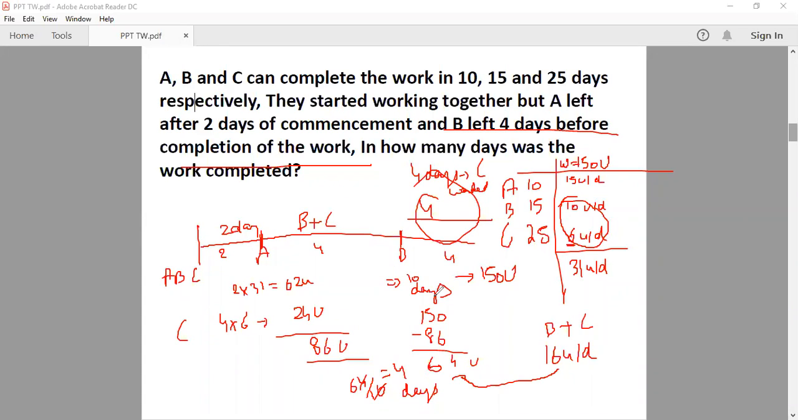See, अगर किसी को नहीं समझ आया, just repeat again. हमें दिया हुआ था कि स्टार्टिंग में जो 2 दिन है वो सिर्फ A ने काम किया है, ABC ने मिलके काम किया है. तो मैंने जब टोटल वर्क 150 माना तो A जो है 15 यूनिट्स था, B 10 यूनिट्स था और C 6 यूनिट्स था.